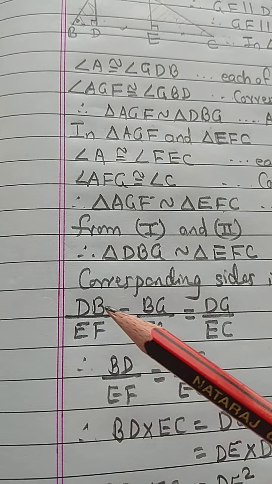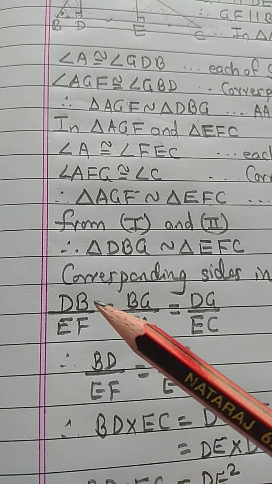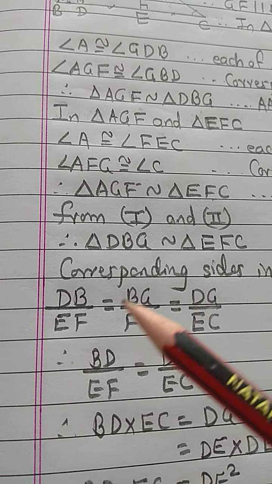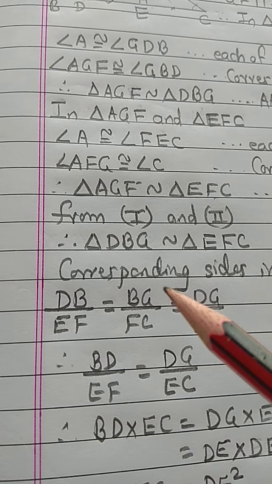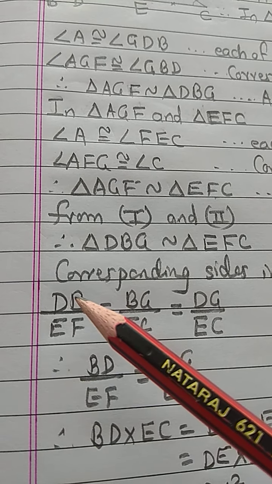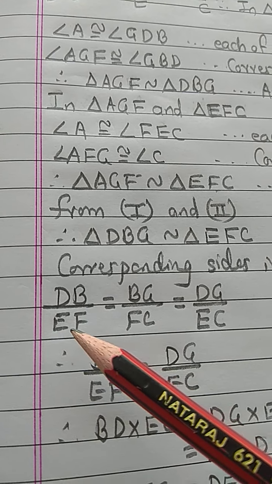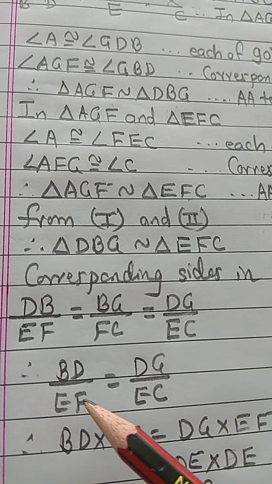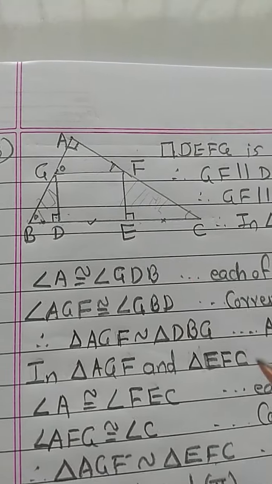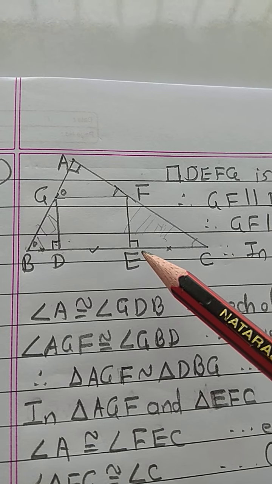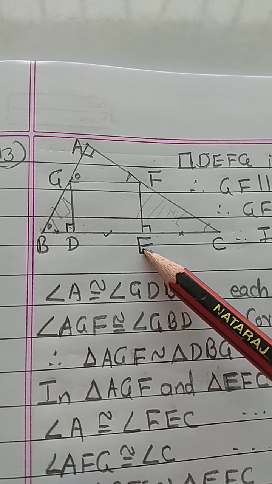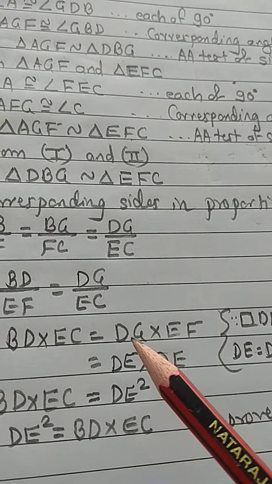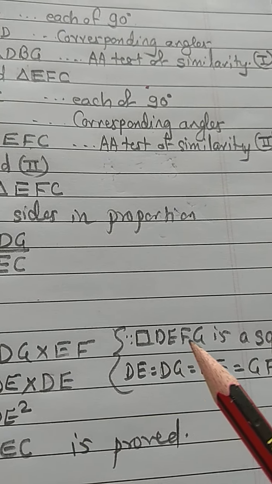Now we have to get that DE square is equal to BD into EC. So DE square is not here. We should try for the next thing, that is BD into EC. Yes, EC and BD are there. So we will write these two ratios, that is DB upon EF is equal to DG upon EC. So BD into EC is equal to DG into EF. See, what is DG and what is EF? They are sides of the square, and DE is also a side of the square. So in place of DG and EF, we will write DE, because quadrilateral DEFG is a square.